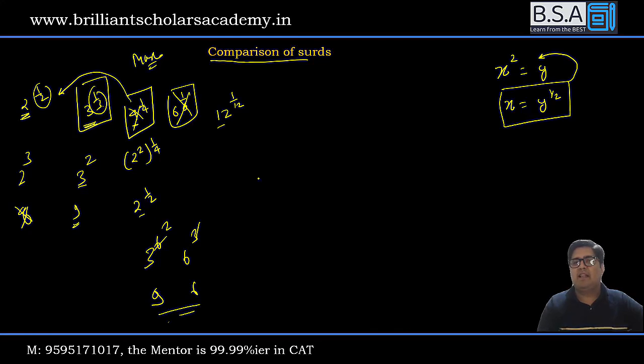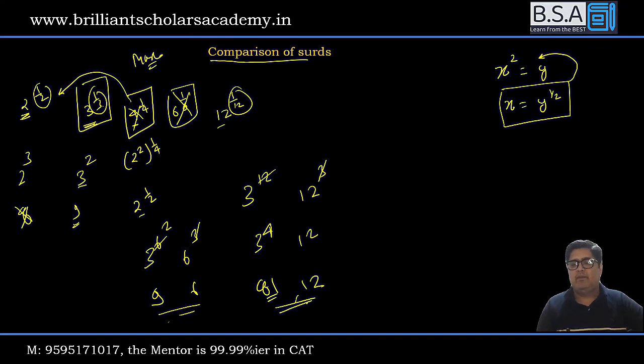Compare first and last. This 12 will go on the top of 3. 3 to the power 12, 12 to the power 3. You can cancel the common part of the power. So 3 to the power 4 and 12. So this becomes 81 and 12.